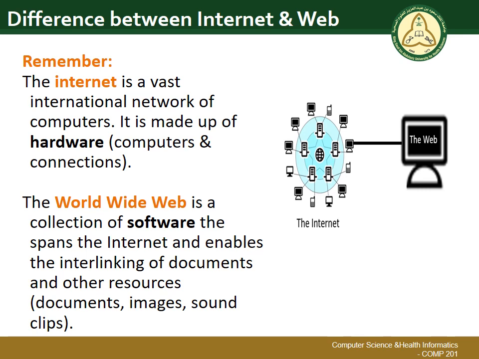On the other hand, we have the web, or what we call the World Wide Web. What is the World Wide Web? The World Wide Web is a collection of software that spans the internet and enables the interlinking of documents and other resources, for example, documents, images, and sound clips. The web is the most commonly used service on the internet, so you cannot access the web without the internet. As we mentioned before, the web is only pages that contain pictures, links, video, etc.